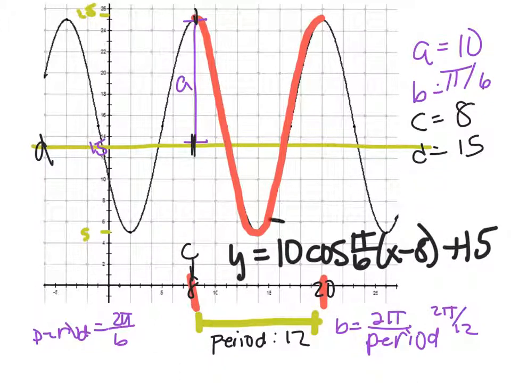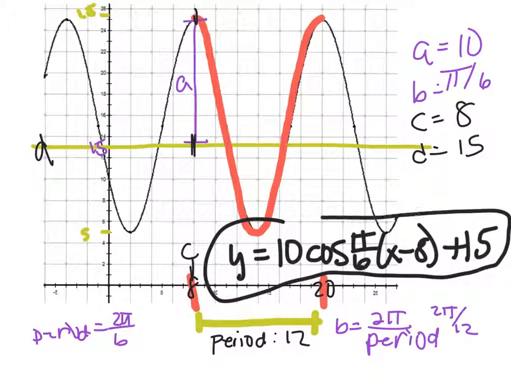This is just one option. It really depends on where you start your graph. You could have done an upside down cosine over here. The amplitude should still be the same, but it would be a negative. The period won't change, but your phase shift will change. Your horizontal shift will not.